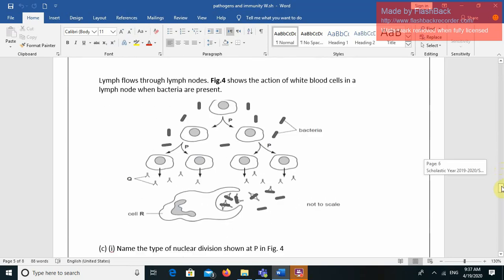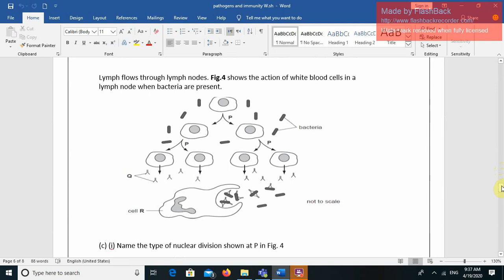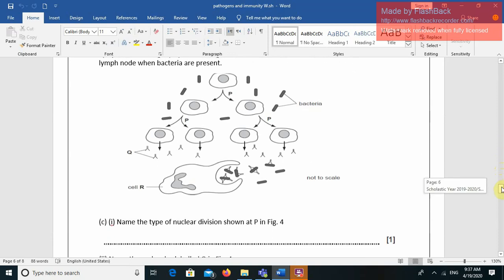Okay, now let's talk about this. Lymph flows through lymph nodes. Figure 4 shows the action of white blood cells in a lymph node when bacteria are present. Name the type of the nuclear division shown at P. Here is P. What are these cells? These are lymphocytes. So lymphocytes now are multiplying or reproducing.